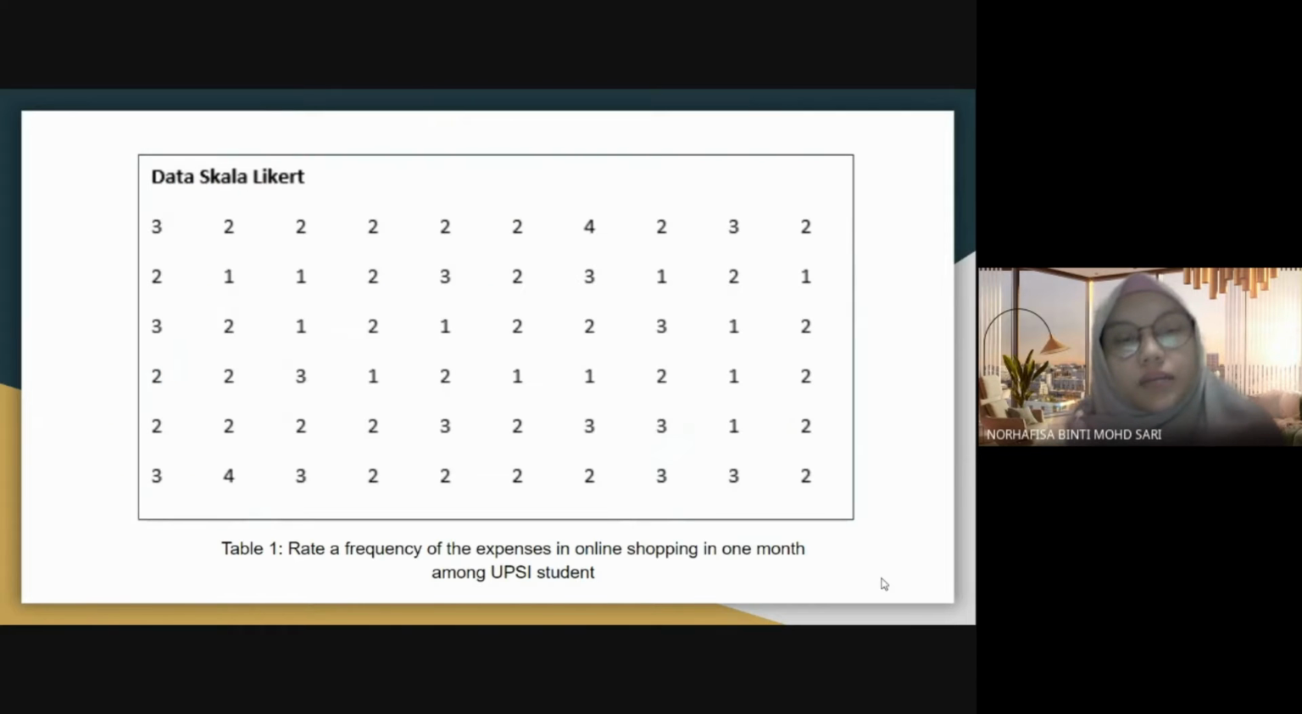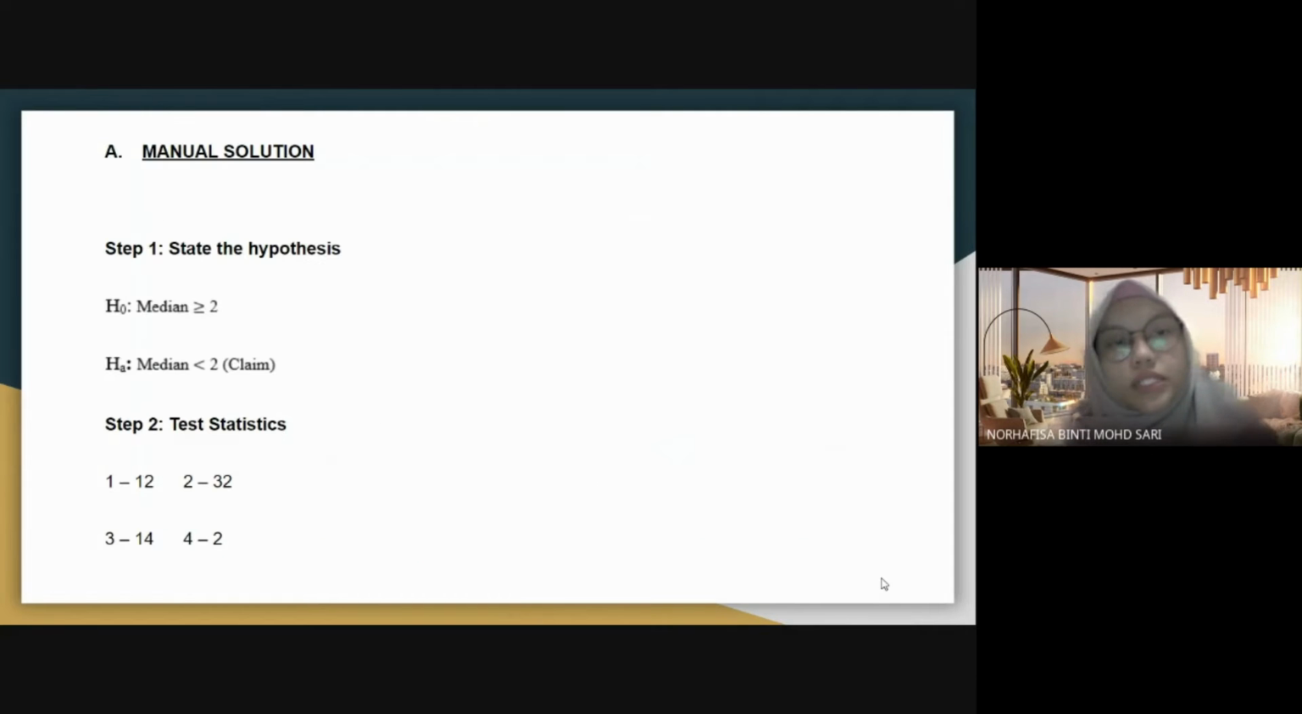This is the data we get from the Google Form. Table 1 shows the rating of the frequency of the expense in online shopping in 1 month among UPSI students. We use a manual solution and the SPSS solution. Step 1 is to state the hypothesis. For H0, the median is more than or equal to 2. For the alternative hypothesis, the median is less than 2, which is the median that we claim.